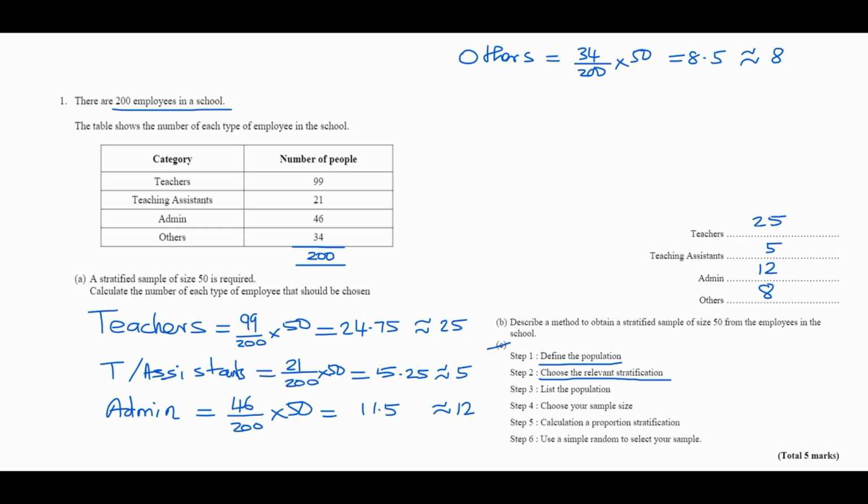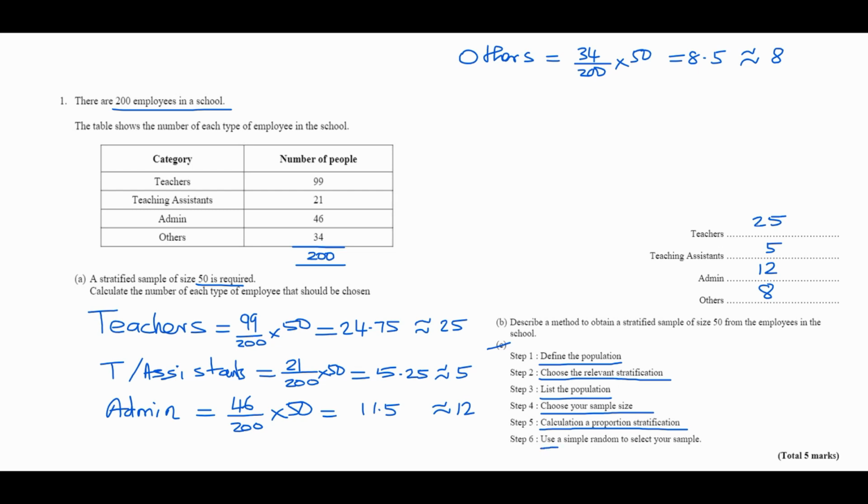That is the stratification. List the population, which means you need to find out the number in each stratification. Choose your sample size. Usually they will give it in the question. Then calculate the proportion of each stratification. That is the A part answer, how you calculate the answers.